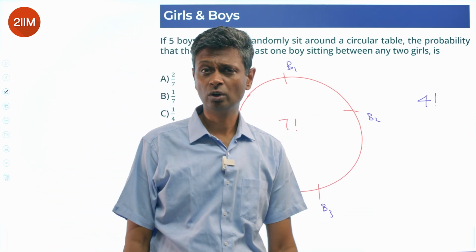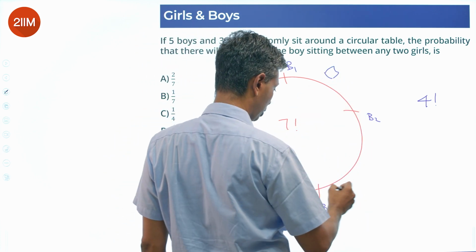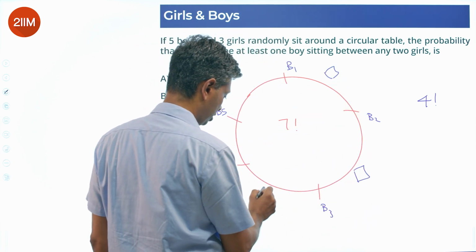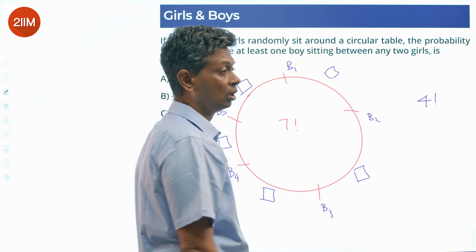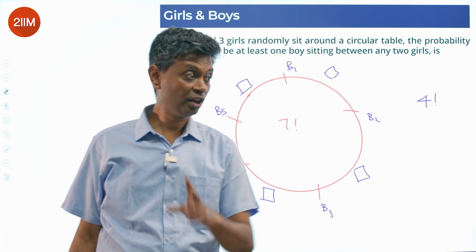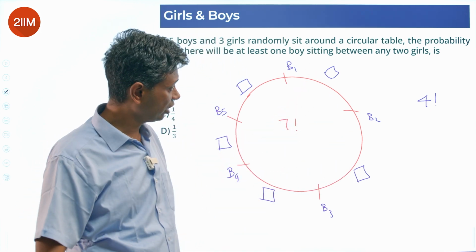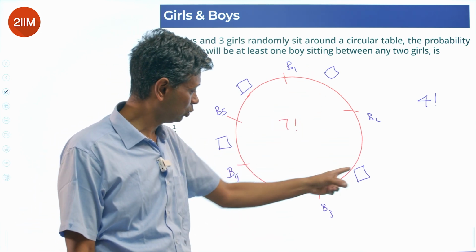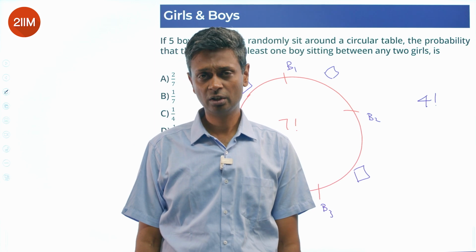Then between B1 and B2 is a potential seat. Between B2 and B3 there's a potential seat. Between B3 and B4, one seat here and here. We'll put only one seat in each of these locations. One in each location. So 1, 2, 3, 4, 5. Out of these 5, we'll select some 3 for the girls.